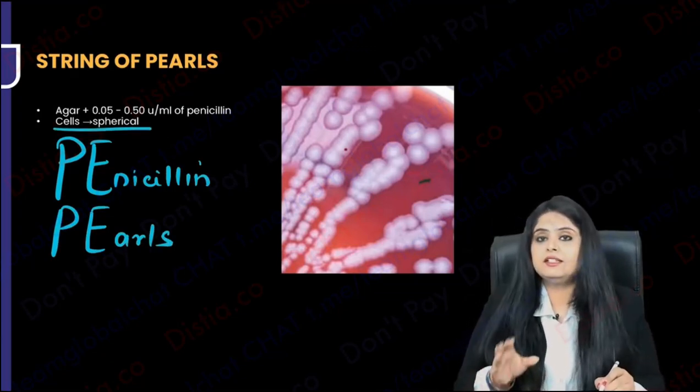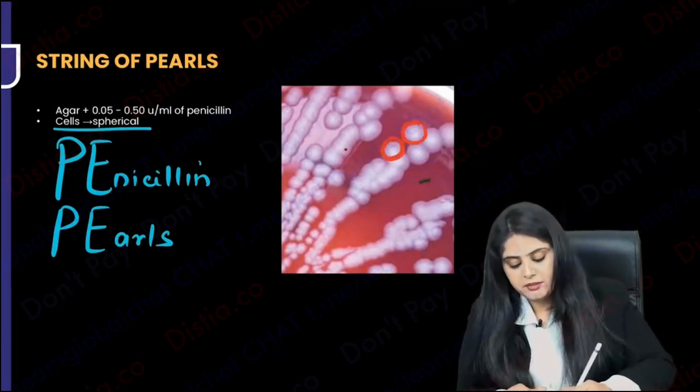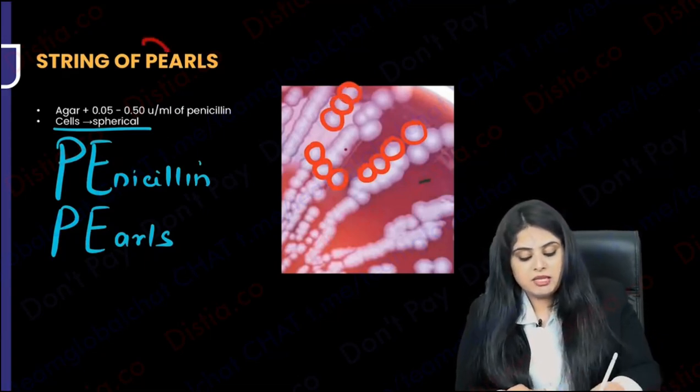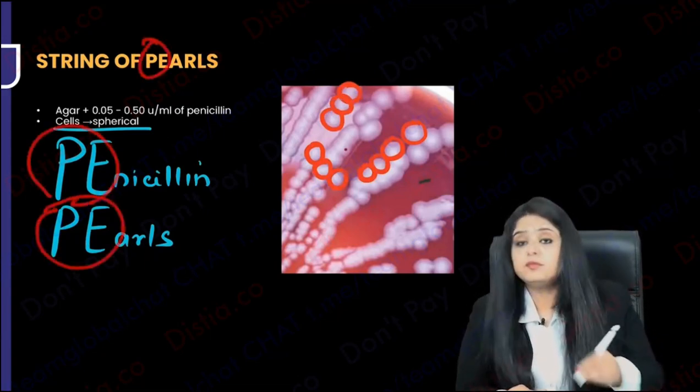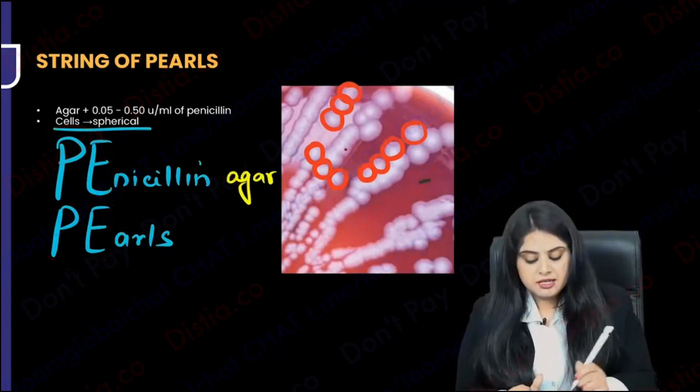Basically, on adding penicillin, the cells become round, and that is why the capsule cells are becoming round. Can you see? It's looking like a beautiful pearl string, the pearl string that women wear. So remember, if you have PE for pearls, this means you have used PE for penicillin agar. That is how I have learnt it. So that is done too. Moving on to the next.